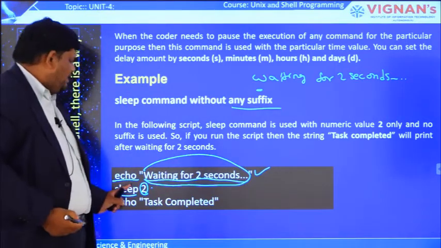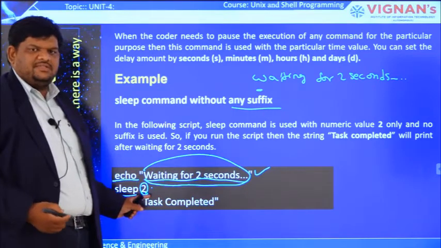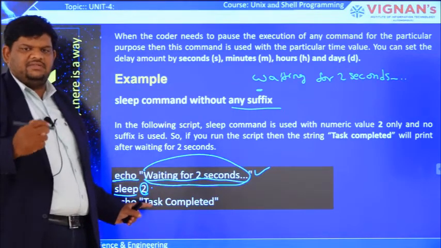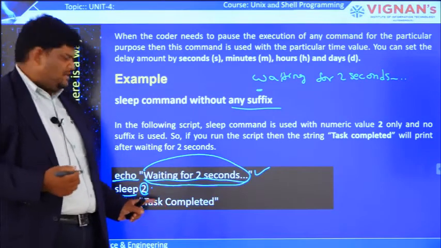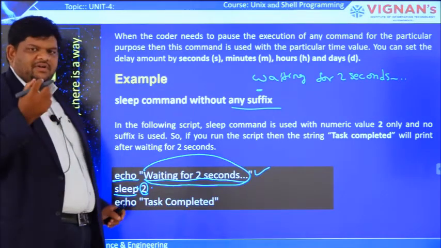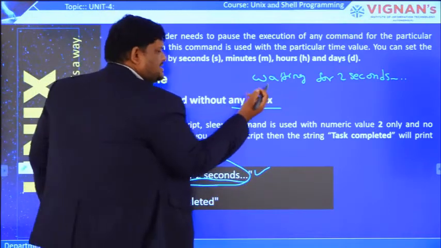Here we are using the sleep command. So sleep space 2 means up to 2 seconds. Without any suffix, by default it will be considered as seconds. So up to 2 seconds our current session will pause. That's why up to 2 seconds the cursor blinks like that.